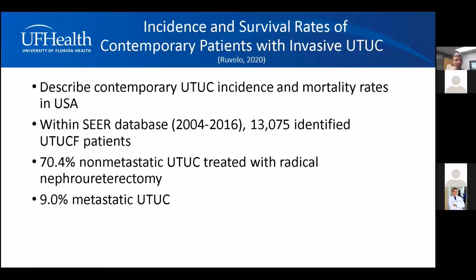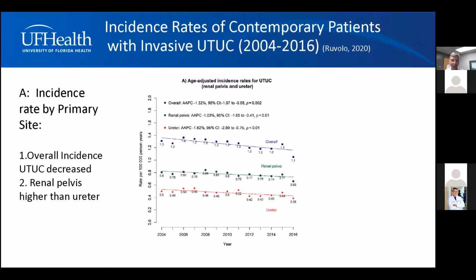What they did was a SEER database analysis of 13,000 patients from 2004 to 2016. 70% were non-metastatic, treated with radical nephroureterectomy, and 9% were metastatic. In all these interesting diagrams, they are looking at age-adjusted incidence rates in upper tract UC. And so this is incidence rates by primary site.